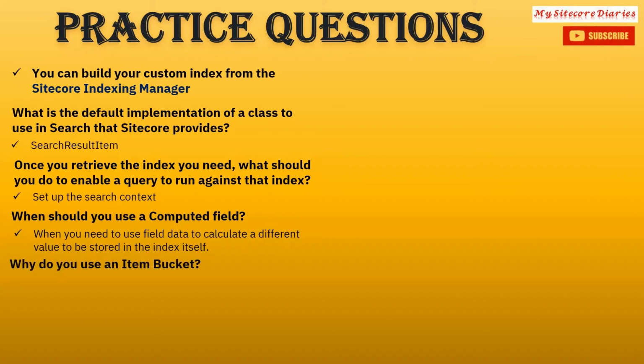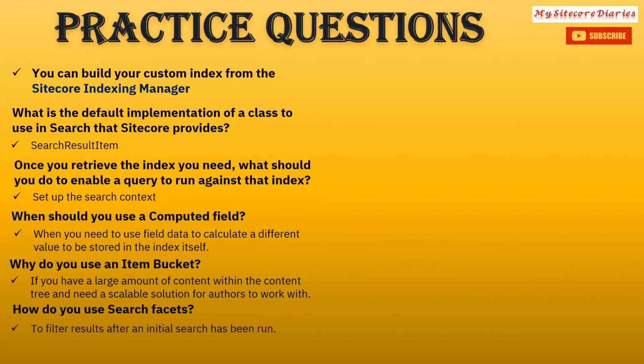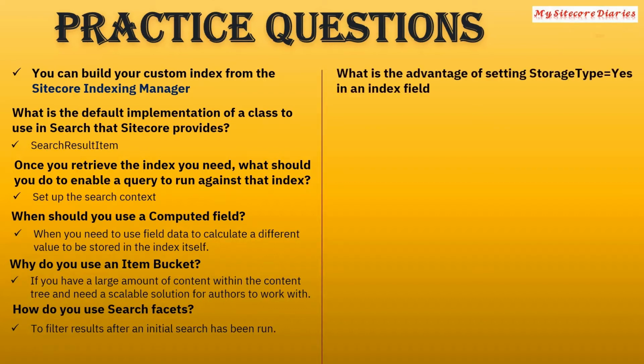Why do you use an item bucket? If you have a large amount of content, so there are a lot of items within the content tree, then to have a scalable solution, the author can use the item bucket. How do you use the search facets? To filter a result after an initial search has been run. So first you run the search, and then if you want to filter anything, you can use the search facet. What is the advantage of setting up storage type equal to yes in the index field? If you use storage type equal to yes in the index field, there is no need to access the Sitecore database to query its value.